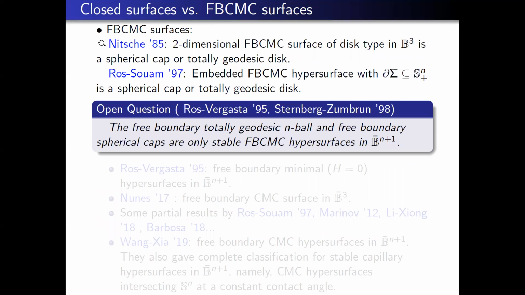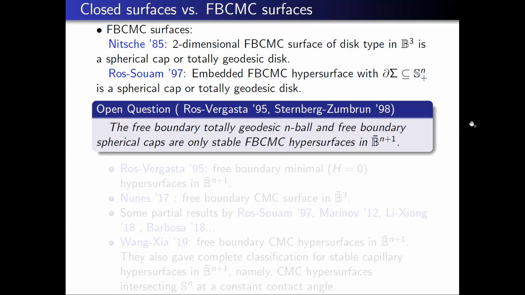Now we look at the FBCMC surface. Nitsche proved that a two-dimensional FBCMC surface of disk type in the unit ball is a spherical cap or a totally geodesic disk. And Ros and Souam prove that an embedded FBCMC hypersurface satisfying that the boundary sigma belongs to the half unit sphere must be a spherical cap or a totally geodesic disk. And here is the open question by Ros, Vergasta, and Sternberg and Zumbrun.